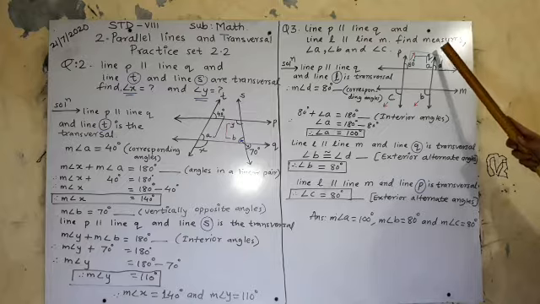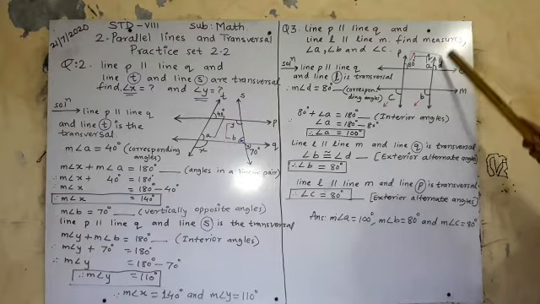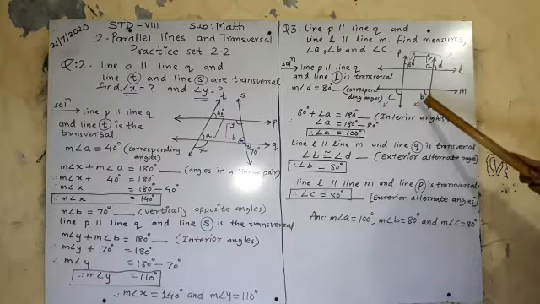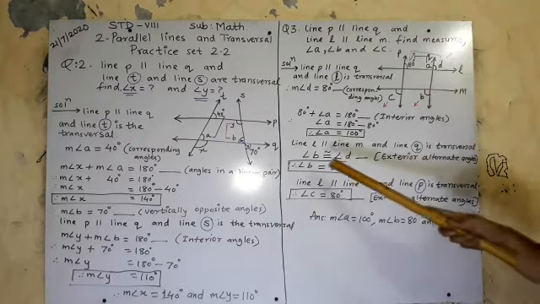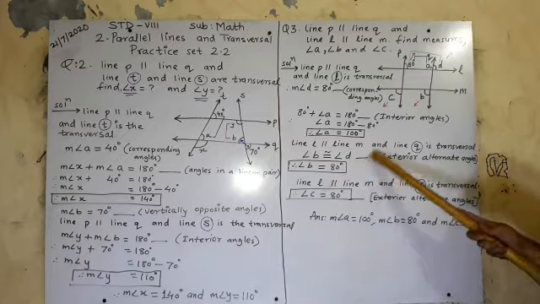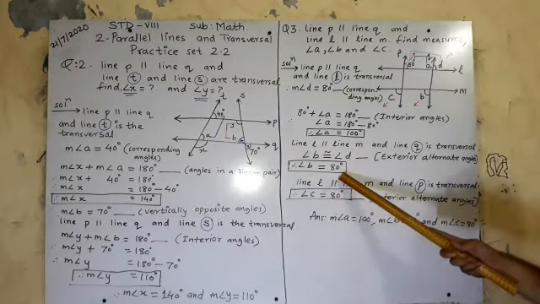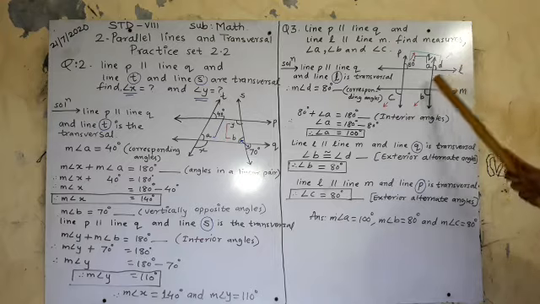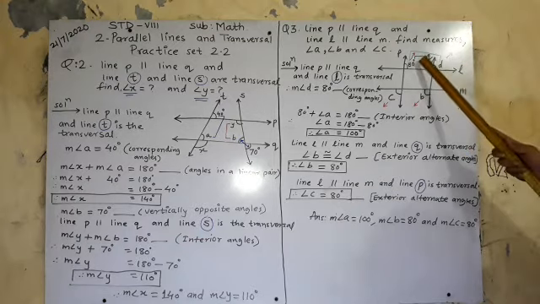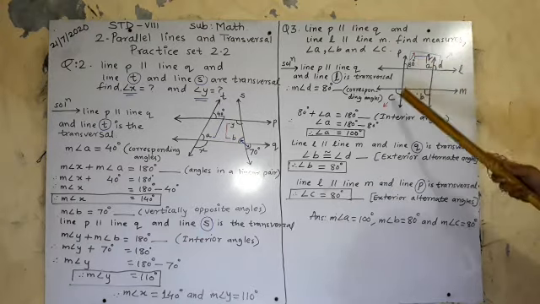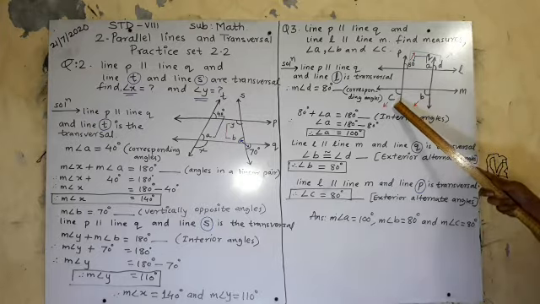So if you take Q as a transversal, measure of angle D is equal to measure of angle B. So angle B is congruent to angle D, alternate exterior angles. So angle B will be 80 degrees. So if this is 80, this will also be 80. Like this, here also, if this is 80, angle C will also be 80 degrees.